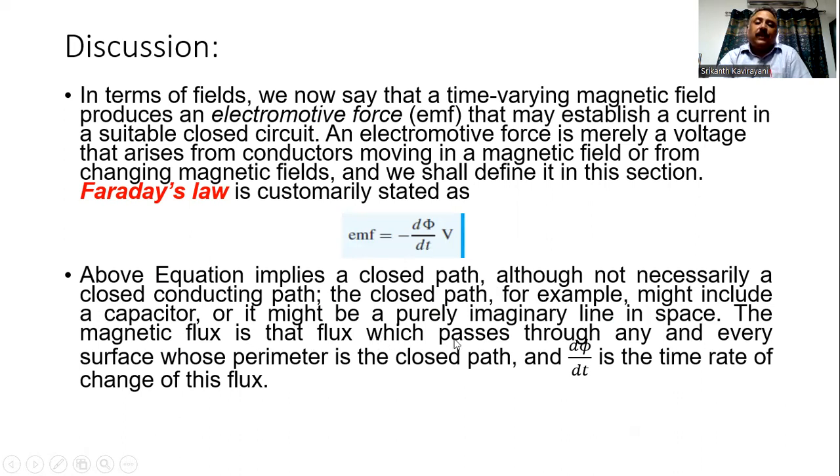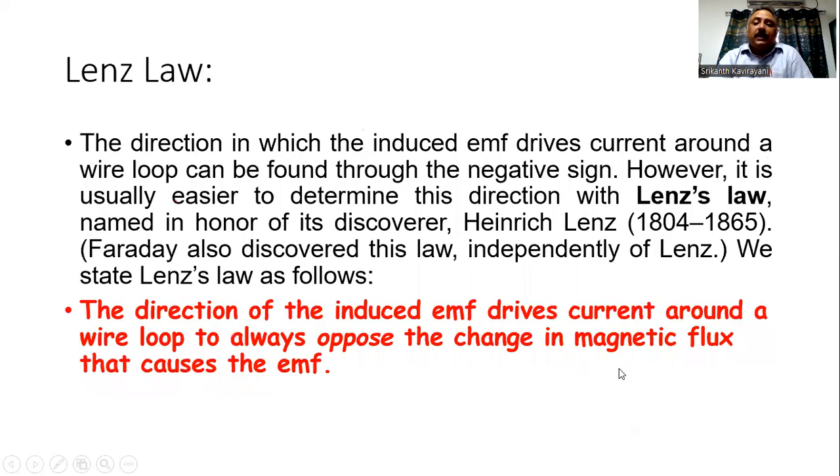Magnetic flux is the flux which passes through each and every surface whose perimeter is the closed path, and d phi by dt is the time rate of change of this flux. Here, we also have to remember another important law, which is Lenz's law. The direction in which the induced EMF drives current around a wire loop can be found through the negative sign.